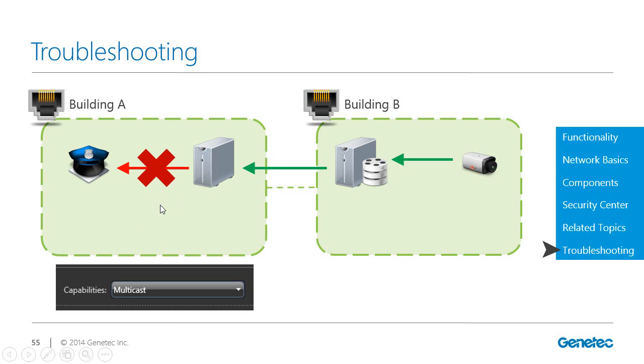Now this would be a good first step if you're having problems where the client and the video source are on the same network. So if the camera is over here and it's not getting through, that might be something to take a look at. Now let's take a look at a similar issue on a multicast network.